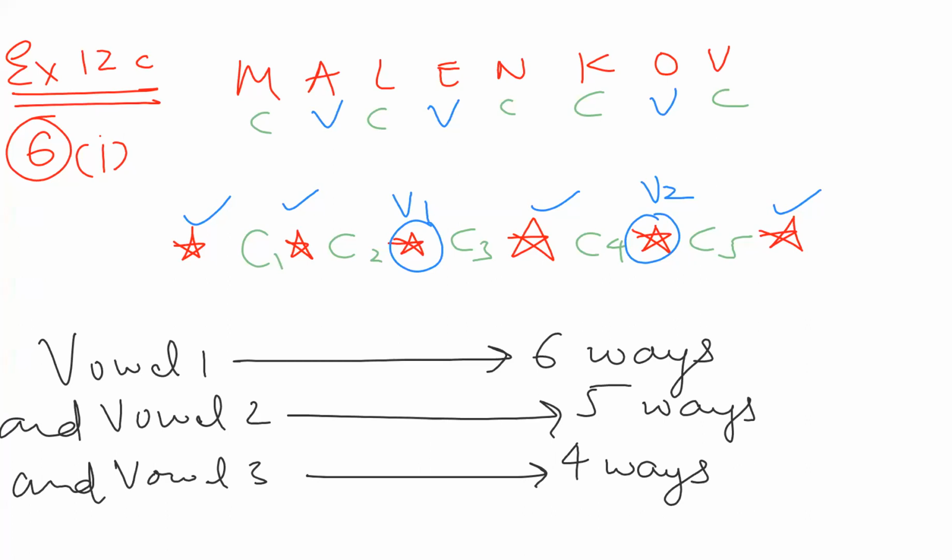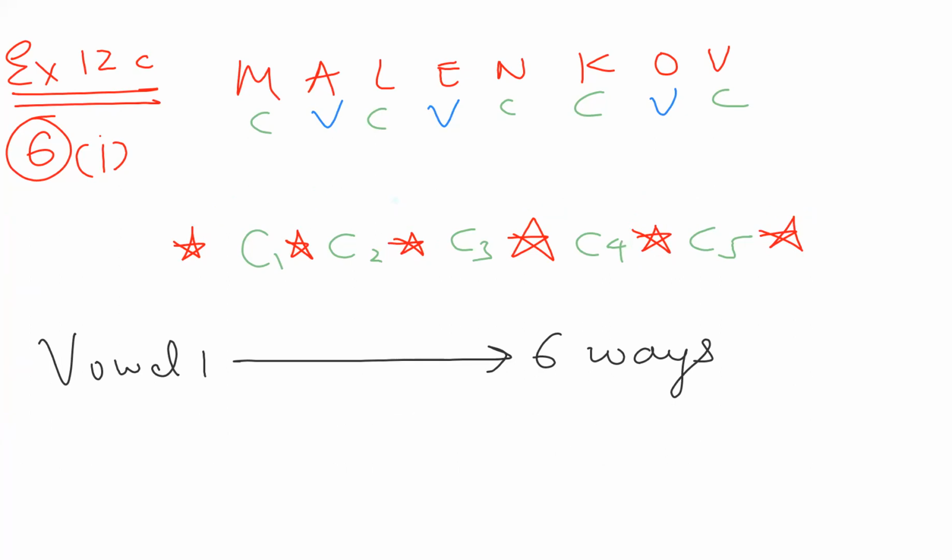Now we also have to arrange the consonants. Okay. So I'm going to the next page. Will it be 6 into 5 into 4 into 3 into 2 into 1? No, because after the third vowel, there is no fourth vowel. Oh, we have only 3. Yeah, we have only 3 vowels. Correct. Okay.